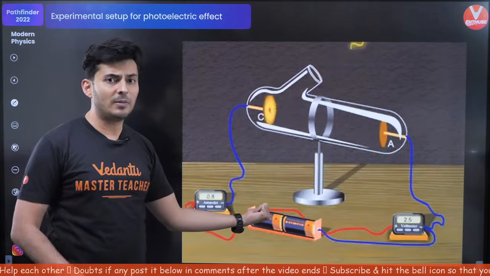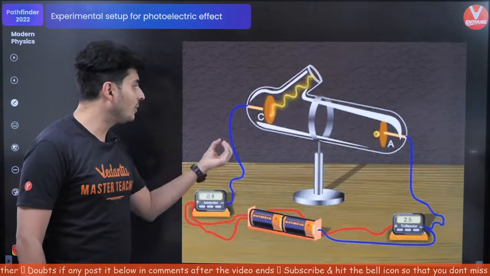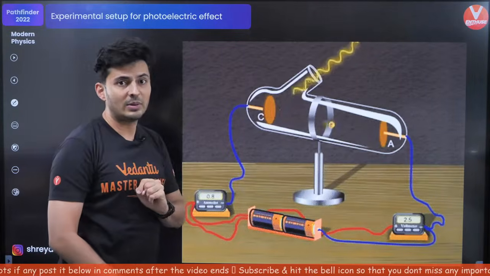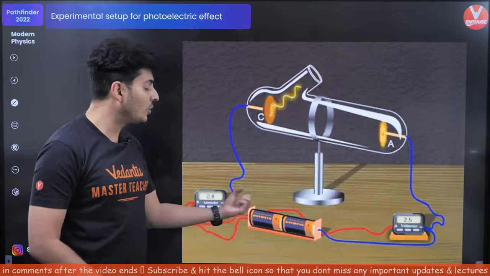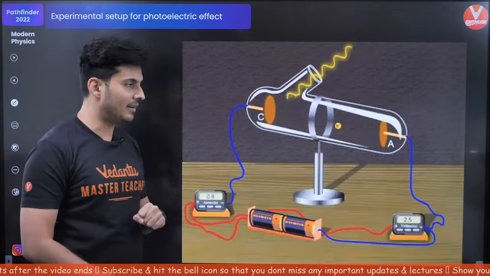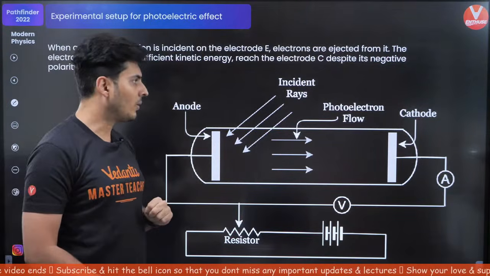And this is a very important part of the circuit, because we are going to measure what's the voltage difference between the plates. We are also going to measure how much current is flowing. We are also going to see what are the effects of these batteries. Keep this in mind. All right.